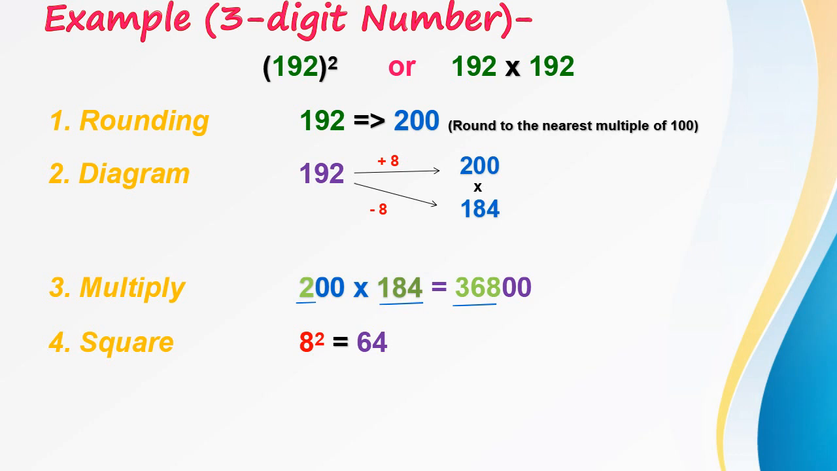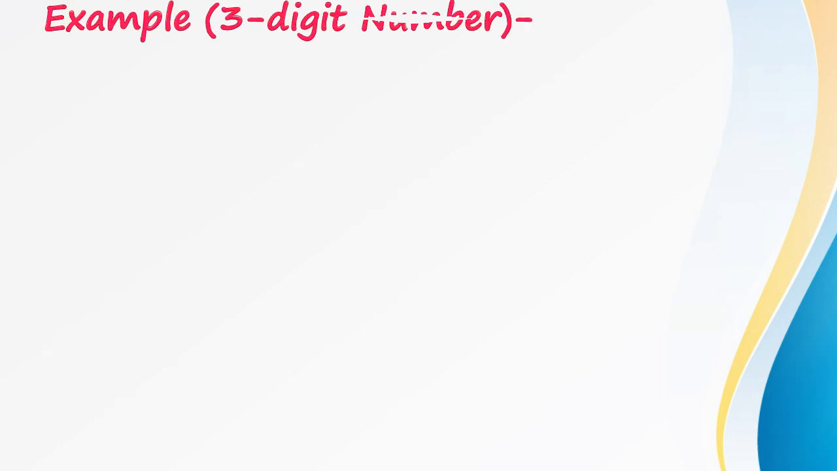36800. Then step 4. We will square 8. 8 square is equal to 64. Finally, we will add 64 and 36800 and we get the square of 192 as 36,864. Let's take one final example for the day.